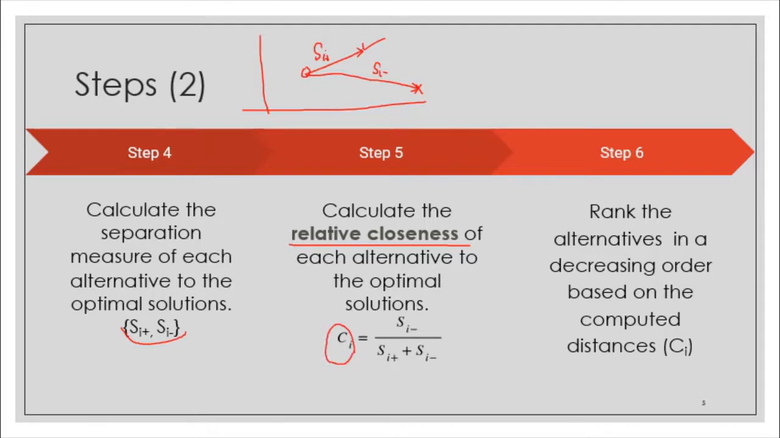What we're trying to demonstrate in this ratio is that any alternative that has the largest distance to the ideal worst solution will definitely have the closest distance to the ideal best solution. So definitely higher Ci values are desired. Finally, we rank the alternatives based on the computed Ci value, and we'll choose the one that has the highest Ci value, which will be the best alternative.